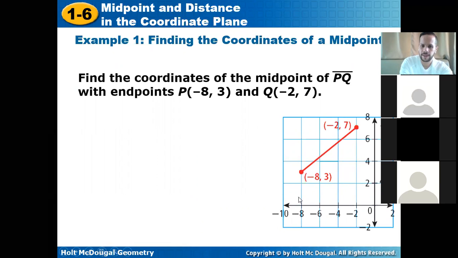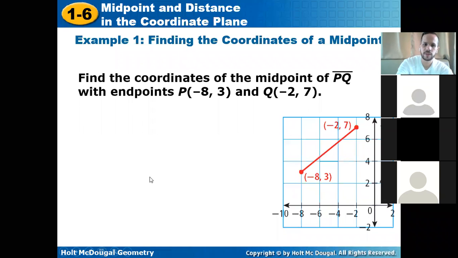So point P is located at -8, that is in the x-axis, ¿verdad? In the horizontal line, -8, and 3 is gonna be in the y-axis, because the first point is -8 and 3. And the other point that we are looking at is Q. Q is at -2 in x, and 7 in y. So it's gonna look something like that. So the question is how to find the midpoint of the line segment PQ. How do we do it?